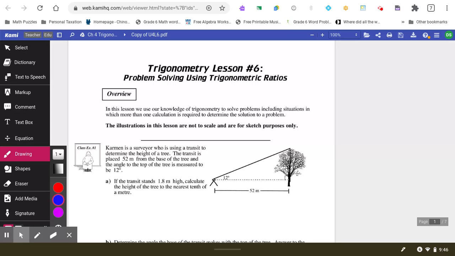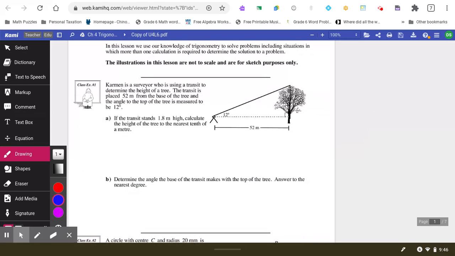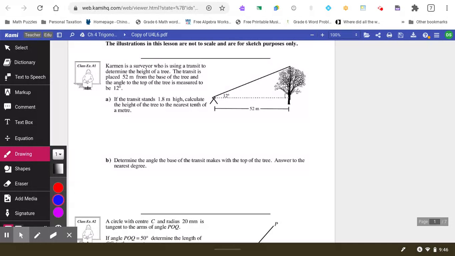Carmen is a surveyor who is using a transit to determine the height of a tree. The transit is placed 52 meters from the base of the tree, and the angle to the top of the tree is measured to be 12 degrees. If the transit stands 1.8 meters high, calculate the height of the tree. All right, so we're just going to use everything we've done before. We just have this extra little piece right here that we have to talk about when we're done.